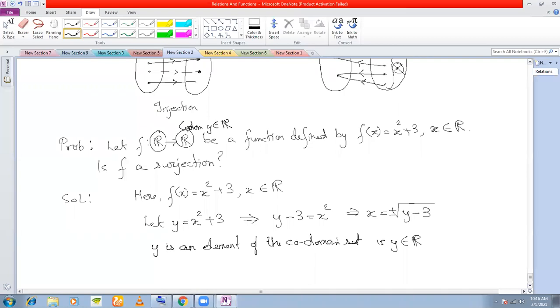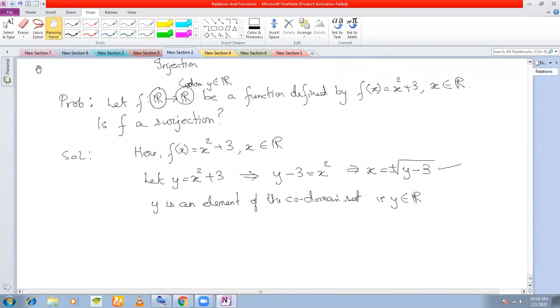Now, can we say that for every Y, we are getting an X? Look at this: X is equal to plus or minus root over Y minus 3. For every Y, can we get an X? May not be distinct, but can we get a particular X? Tell me, Devanjan, can we get a particular X for every real value of Y? Remember, Y is a real number here.